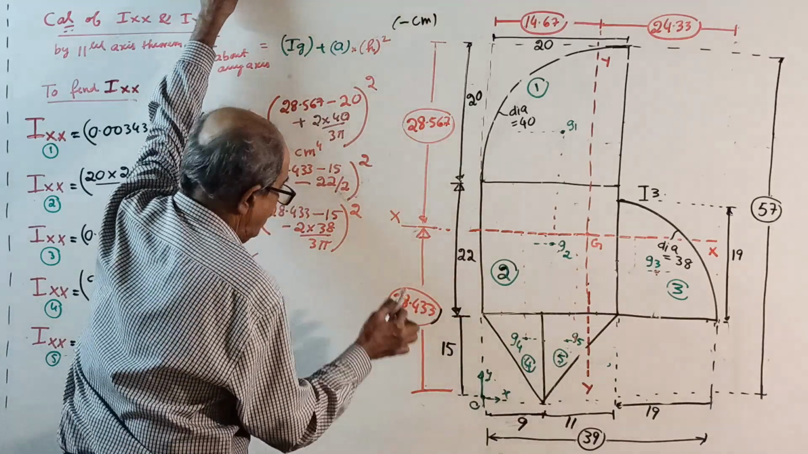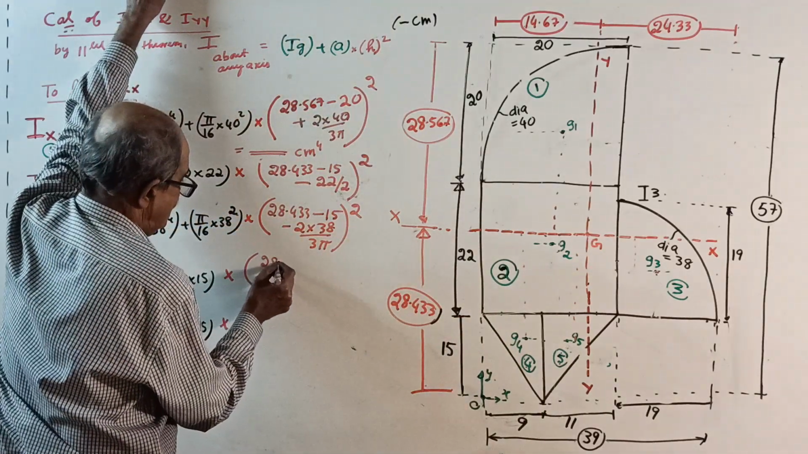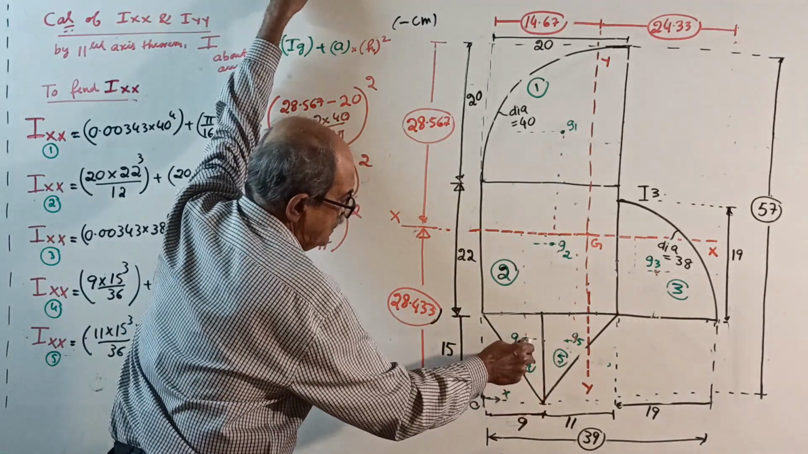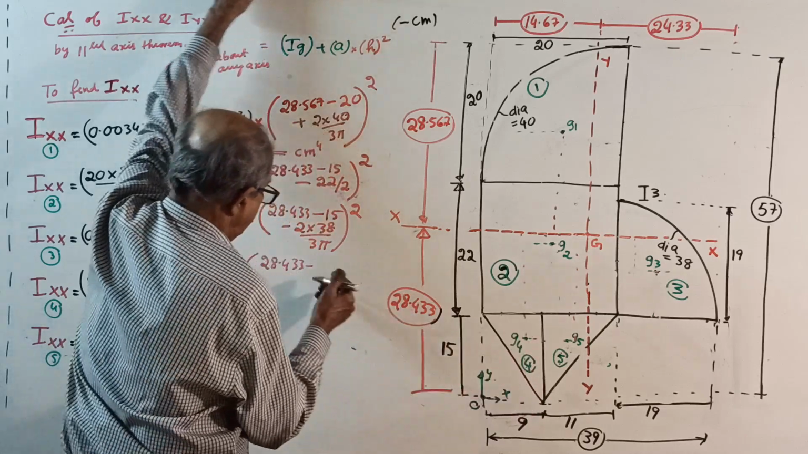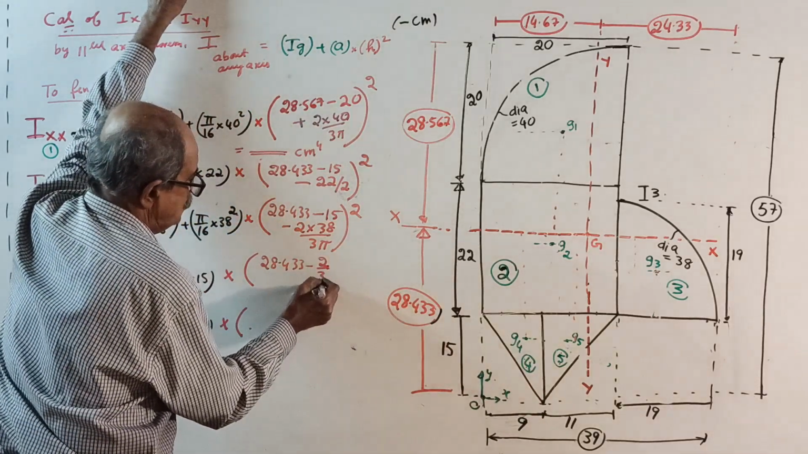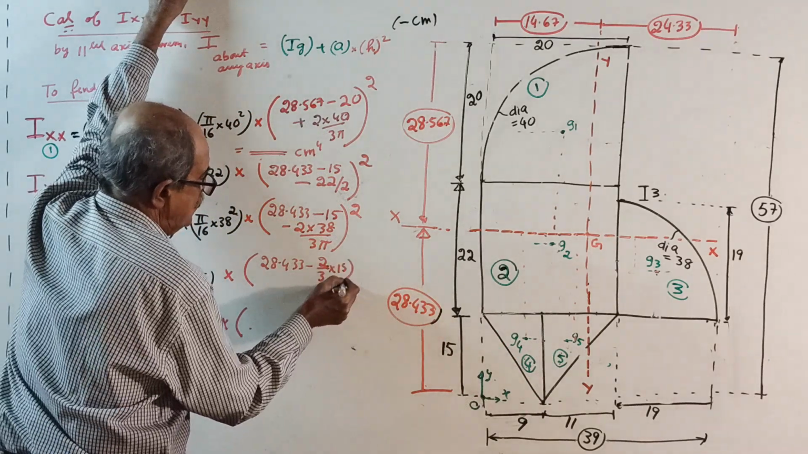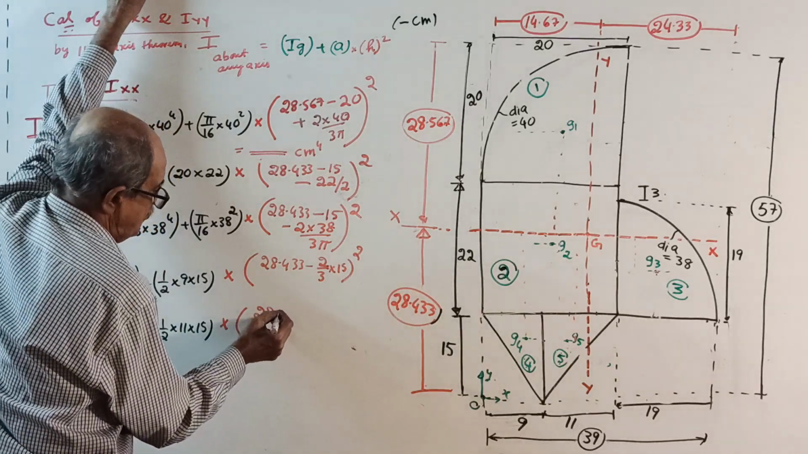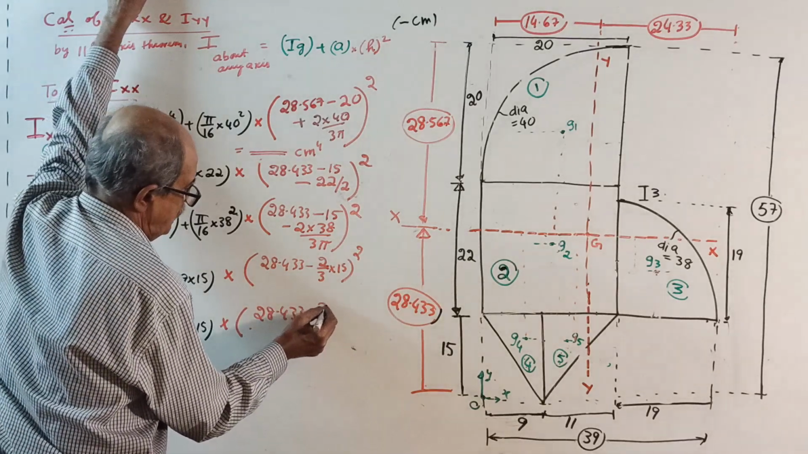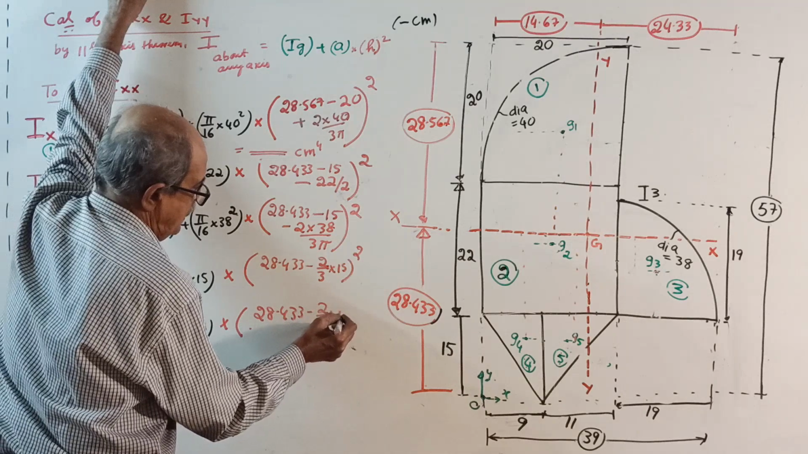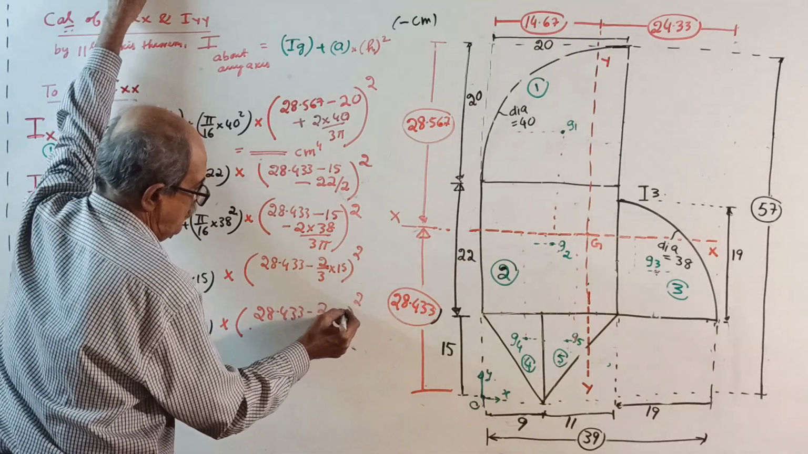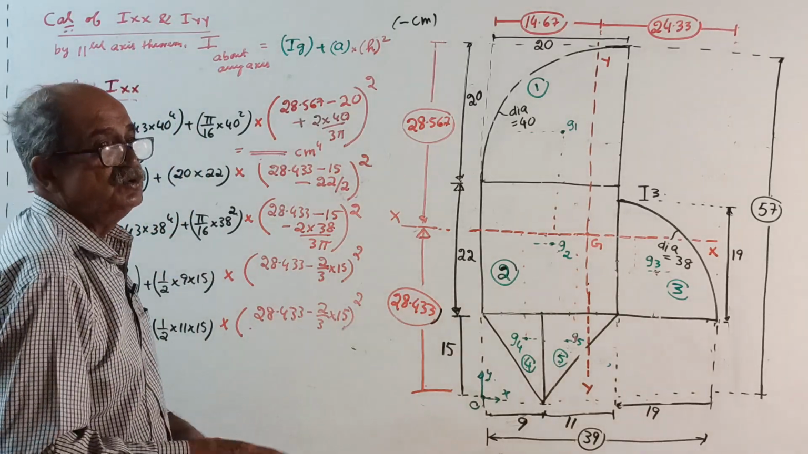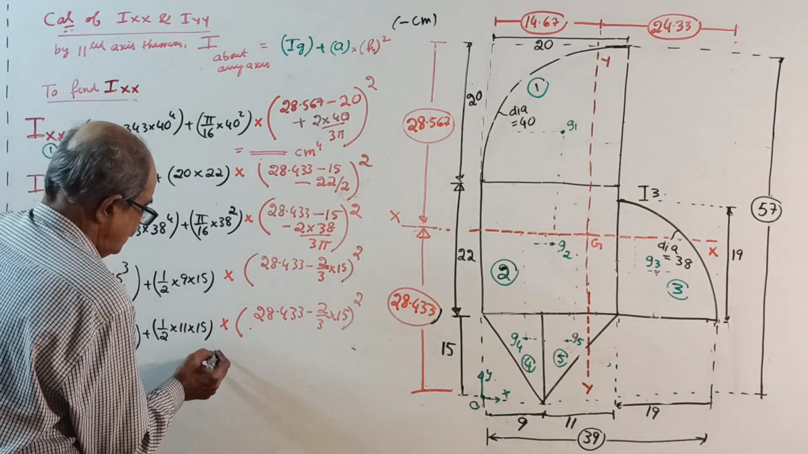Now, for 4th and 5th, both of them, when you find I about x-axis, Ig plus AH square, with respect to x-axis, height is same, but not from YY. So Ig plus AH square is area into h square: 28.433 minus, from here to here, 2 by 3 of 15, whole square. Same thing for that also: 28.433 minus 2 by 3 of 15, whole square. Find all the values. Do not ask me now.